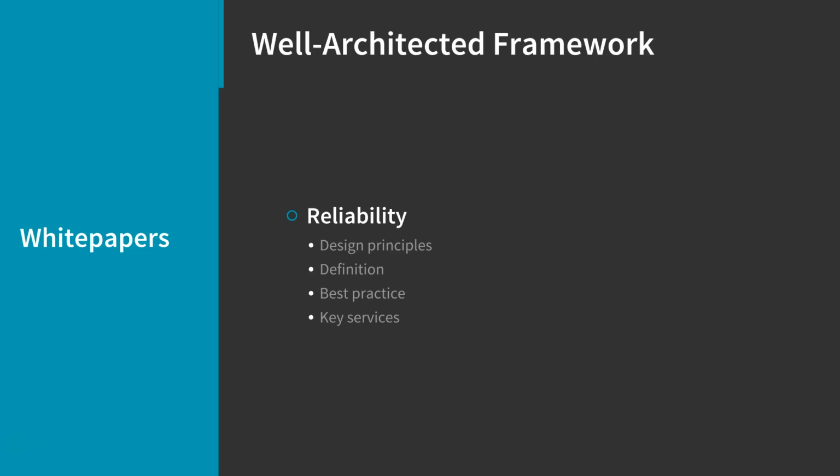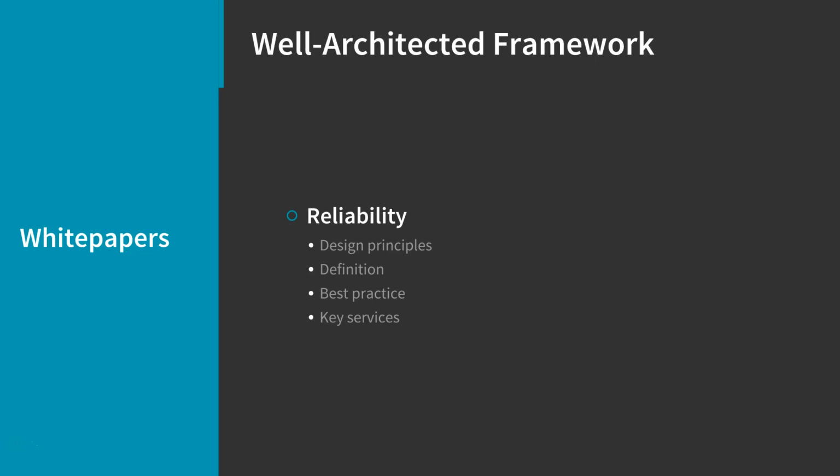You should also scale horizontally to increase aggregate system availability, and replace one large resource with multiple small resources to reduce the impact of a single failure on the overall system. You should distribute requests across multiple, smaller resources to ensure that they don't share a common point of failure.